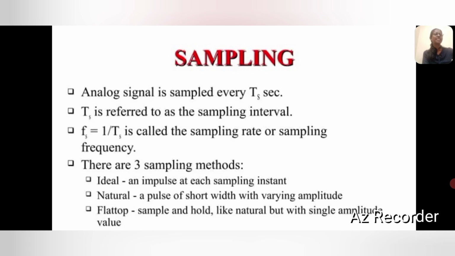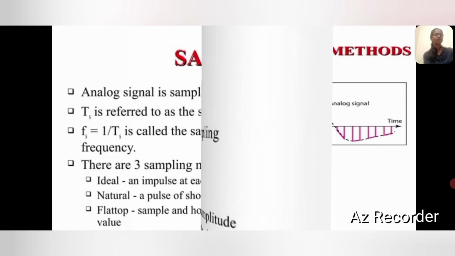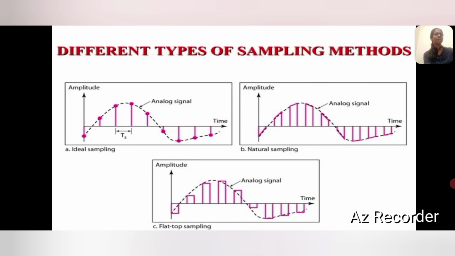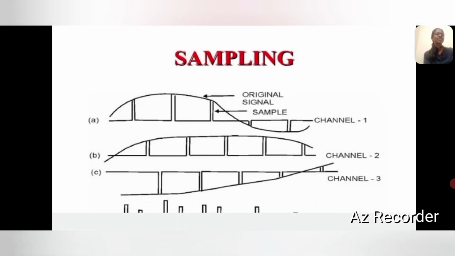There are three sampling methods: ideal, natural, and flat top. Ideal sampling refers to an impulse at each sampling instant. Natural sampling uses a pulse of short width with varying amplitude. Flat top is sample and hold, like natural but with a constant sample amplitude value. As you can see, the diagram shows the three different samplings, with channel 1, channel 2, and channel 3.